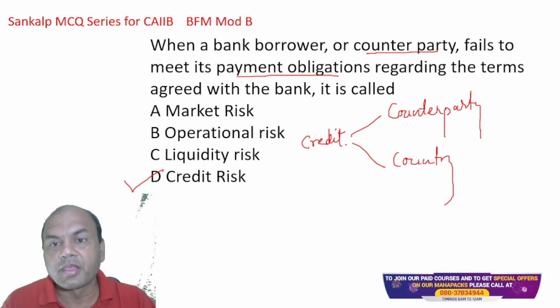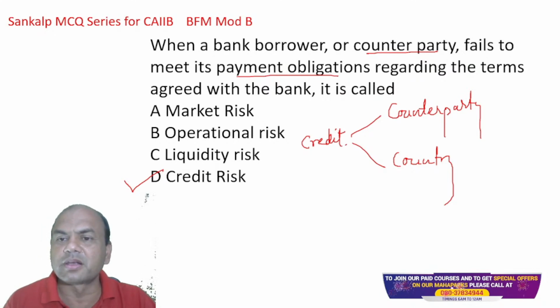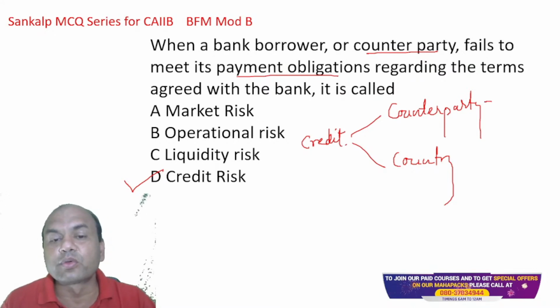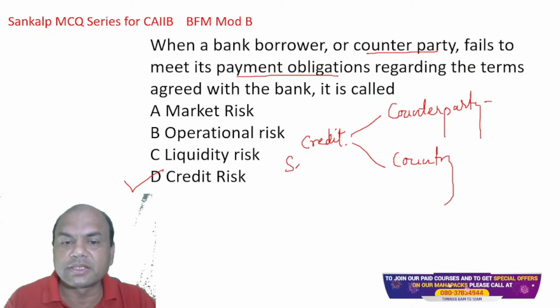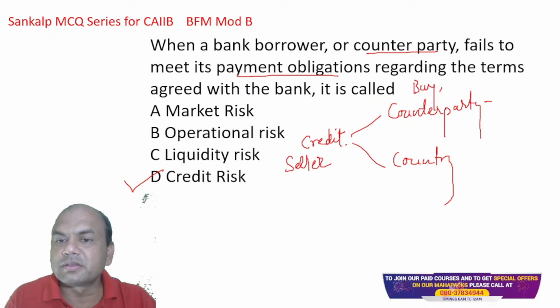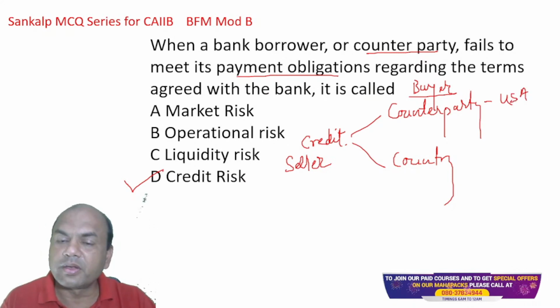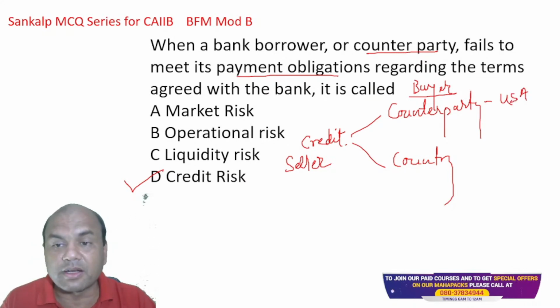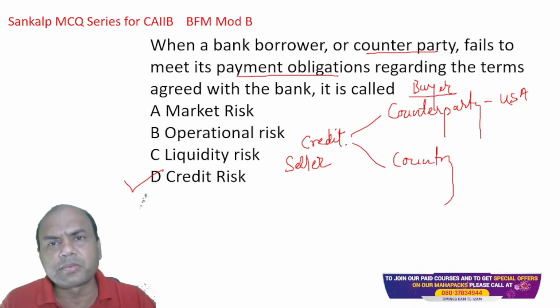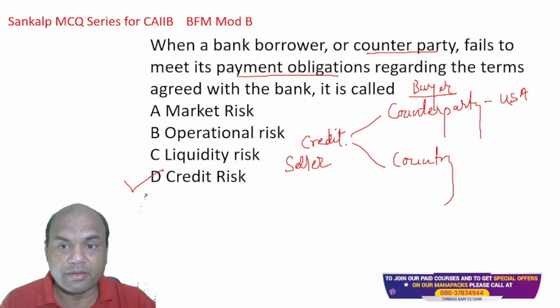So counterparty means what? Your other party is not paying. Here the logic is simple. Suppose you have sold goods. You are the seller, and this counterparty is a buyer. Now imagine your buyer is in the USA. So what does it mean? The USA as a country is good. Are there any legal problems in the USA? No, nothing. Europe, no problem. The only problem is your party is bad. It can happen anywhere. So this is counterparty risk. The country is good, but the counterparty is bad.